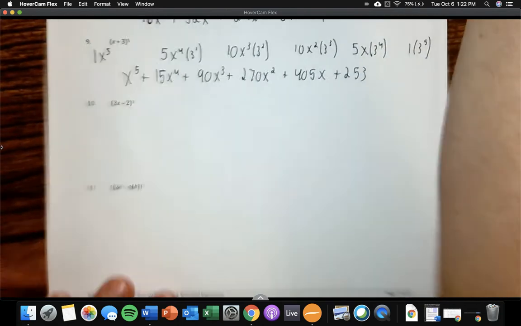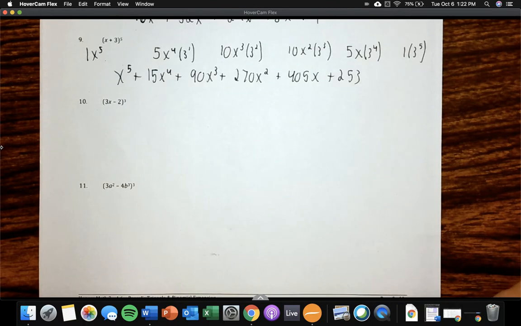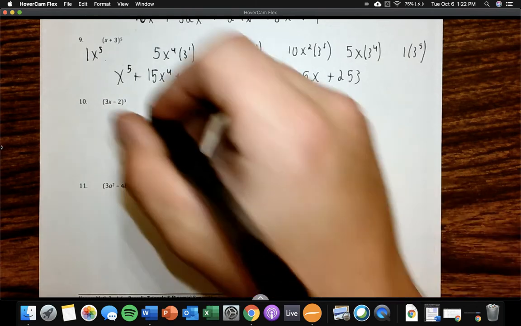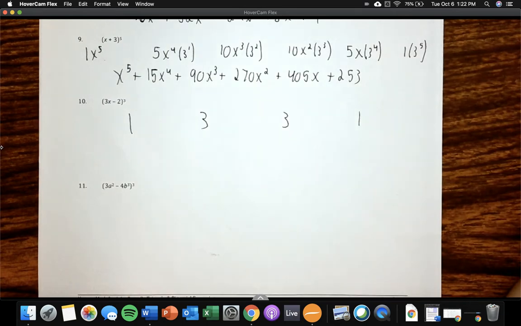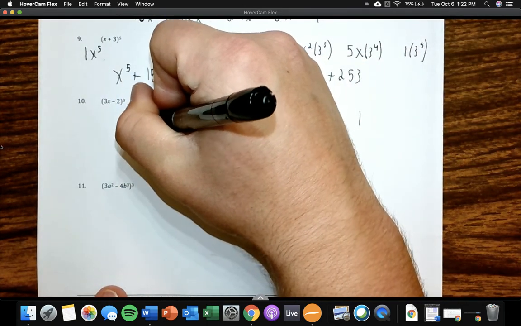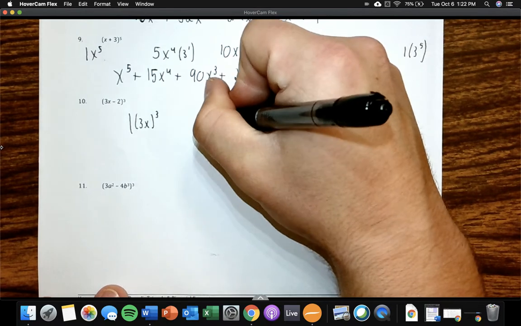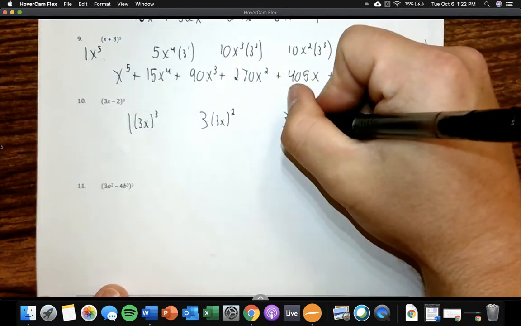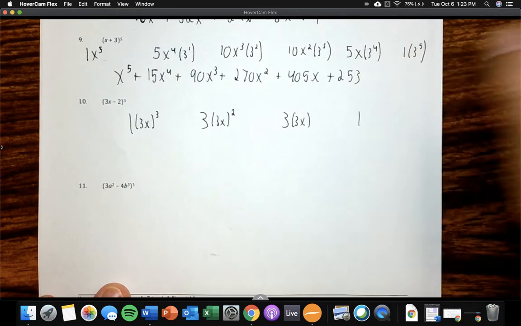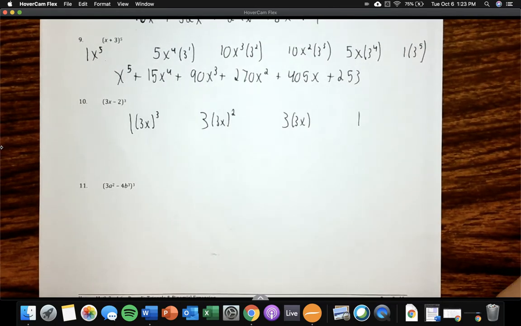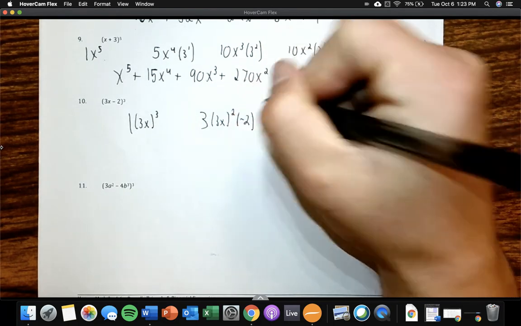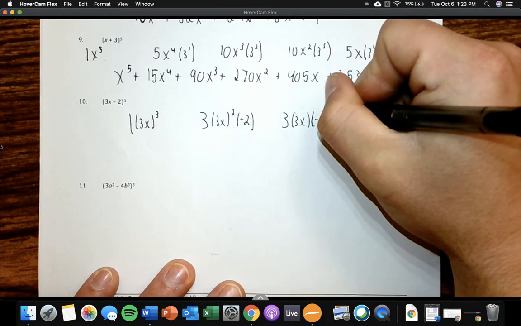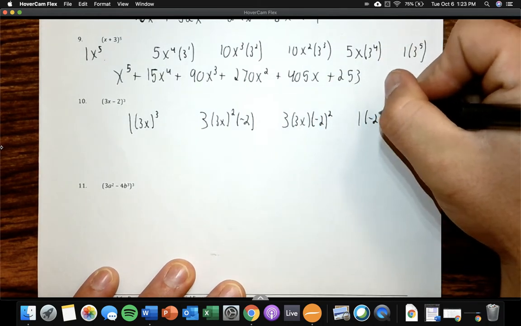Here we have 3x minus 2 all raised to the third power. So we go to the row where we have that a plus b to the third. We see that it's going to be 1, 3, 3, 1. Here we're going to have 3x cubed. Here we're going to have 3x squared. Here we're going to have 3x to the 1 power, and here we'll have 3x to the 0, which is just 1. Right, then we're going to have negative 2 to the first power, negative 2 squared, and then negative 2 to the third power.